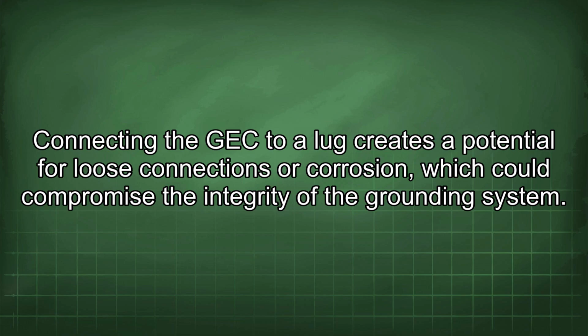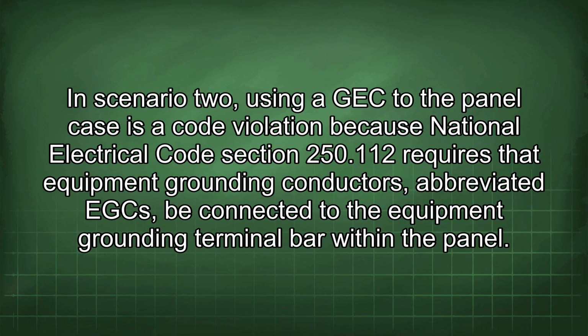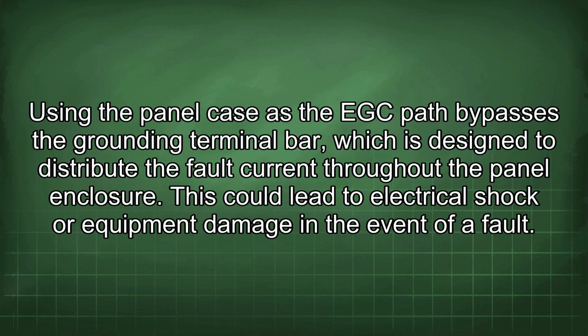In scenario 2, using a GEC to the panel case is a code violation because National Electrical Code Section 250.112 requires that equipment grounding conductors, abbreviated EGC, be connected to the equipment grounding terminal bar within the panel. Using the panel case as the EGC path bypasses the grounding terminal bar, which is designed to distribute the fault current throughout the panel enclosure. This could lead to electrical shock or equipment damage in the event of a fault.